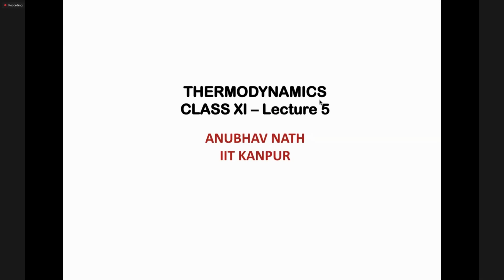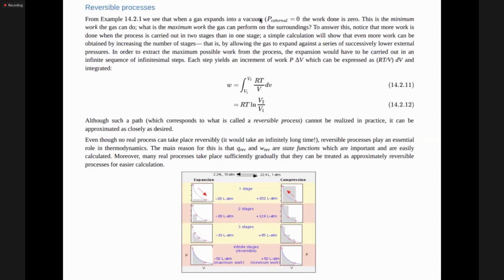Hello, students. Today we are going to discuss our chapter of thermodynamics in our lecture 5. In this lecture, we will briefly discuss a new state function, that is enthalpy, and we will see how we are going to calculate the enthalpy change of a specific process and what is meant by enthalpy, that is H. So, firstly, we will start with the introduction of a reversible process.